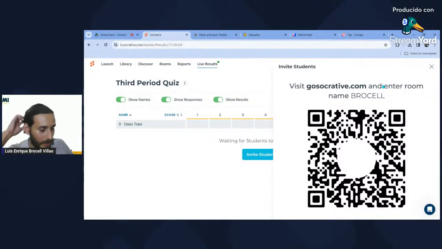I'm going to put the QR code up if you want to enter, if you are able to enter here. I would really appreciate it. Okay, I have some troubles, but let's continue.